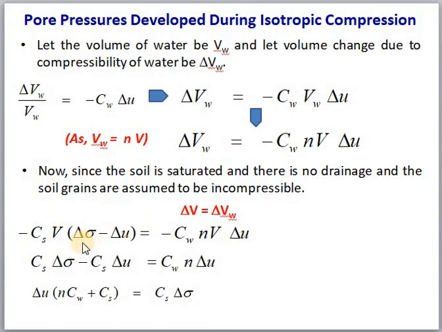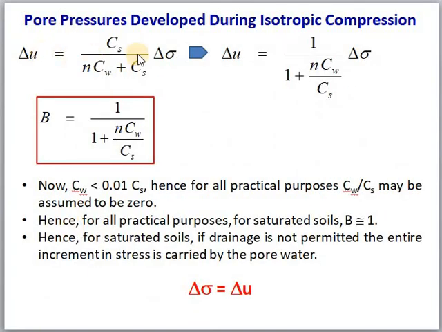So you equate the change in volume of the soil grains with the change in volume of water, that is this expression, and you simplify this expression finally to get delta U into (n C_W plus C_S), which is equal to C_S into delta sigma. So now, with some rearrangement in the equation, we get delta U in terms of this, that is C_S by (n C_W plus C_S) into delta sigma.